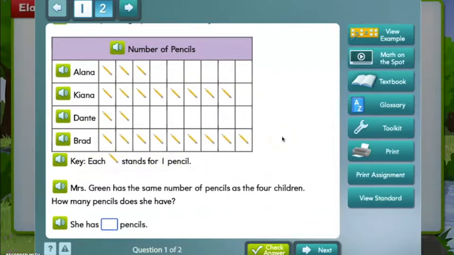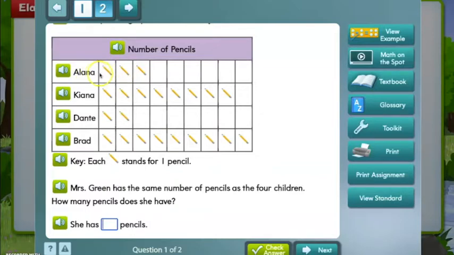So the question is, Mrs. Green has the same number of pencils as the 4 children. How many pencils does she have? So looking at this graph, she has the same number of pencils as all of these children. Okay, so we're going to have to count all of the pencils in this picture graph to find out how many pencils Mrs. Green has.